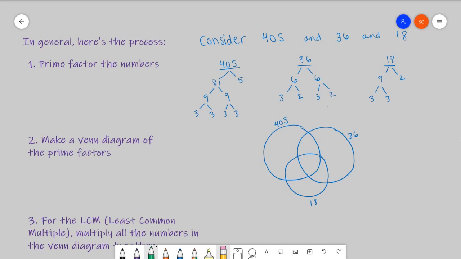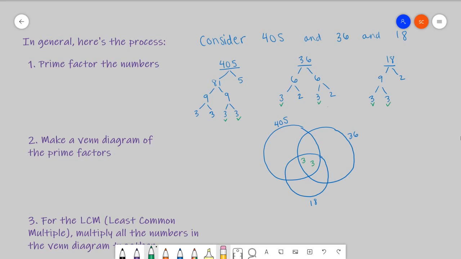So what do we see in common between all 3 numbers? Well, I'm seeing 3's show up quite a bit. Do you see how I have 2 3's in 405? I have 2 3's that belong to 36, and I have 2 3's that belong to 18. So I'm going to put 2 3's in the very center overlap of those 3 circles.